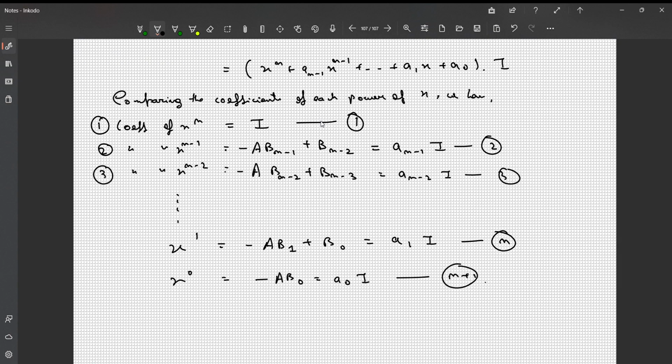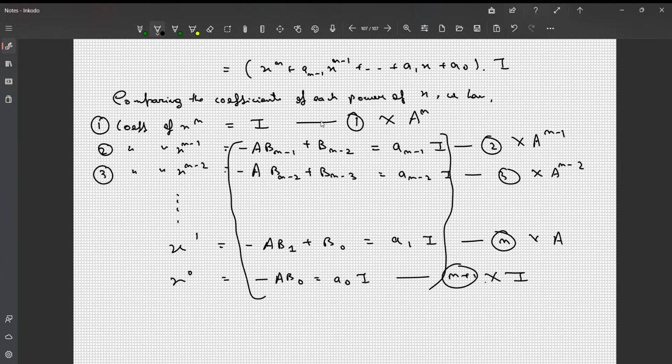clear? Now what we do is multiply A to the power n to the first statement, A to the power n minus 1 to the second statement, A to the power n minus 2 to the third statement, and so on till we have A in this statement and I in this statement, right? And we add all of them up. If I add all of them up, you will notice that every term on the left hand side of this set of equalities cancels out. Every alternate term cancels out, so the left hand side becomes completely 0, and on the right hand side we are left with this.